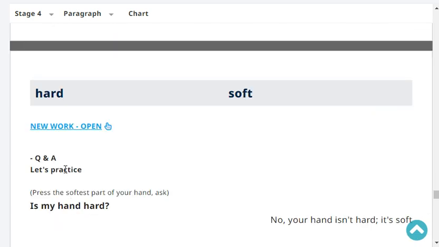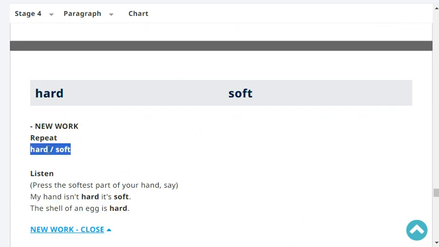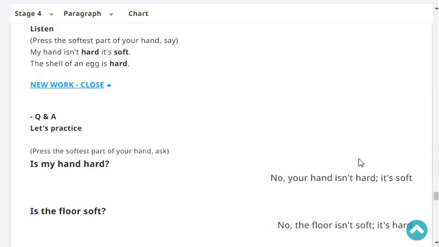Very good. Next, repeat hard, soft. Very good. Okay, listen, my hand isn't hard, it's soft. The shell of an egg is hard. Let's practice. Is my hand hard? No, your hand isn't hard.